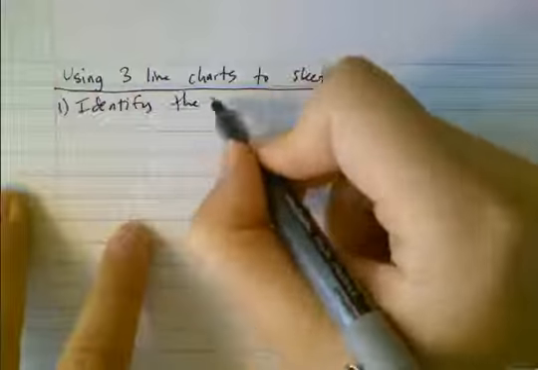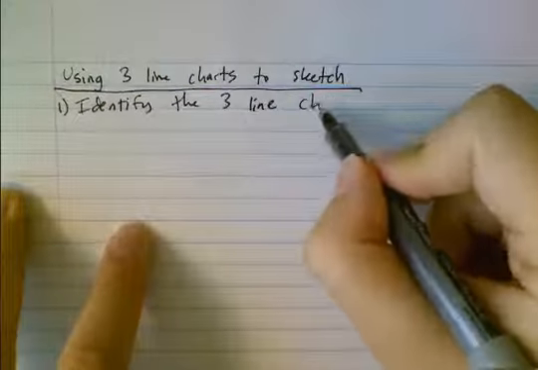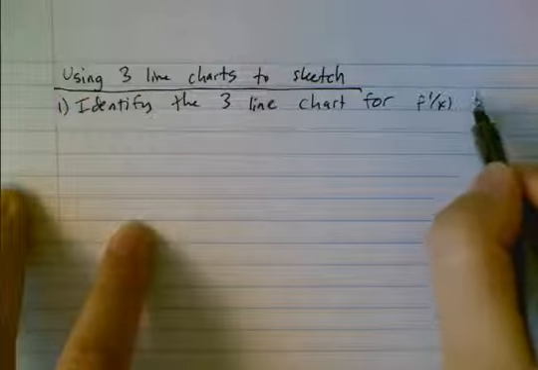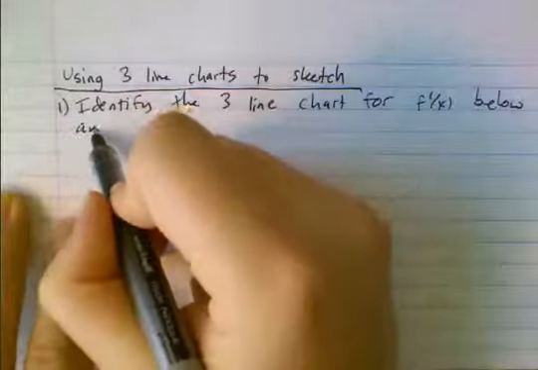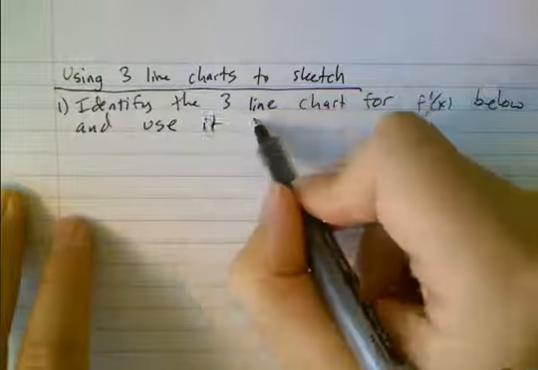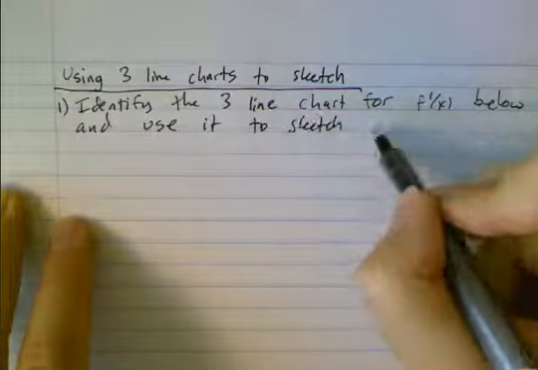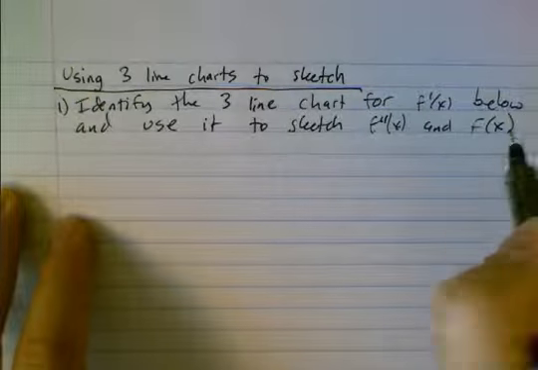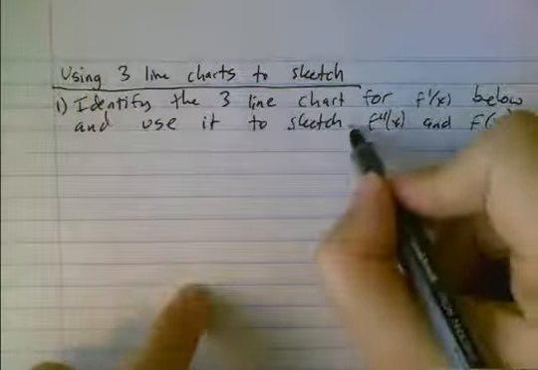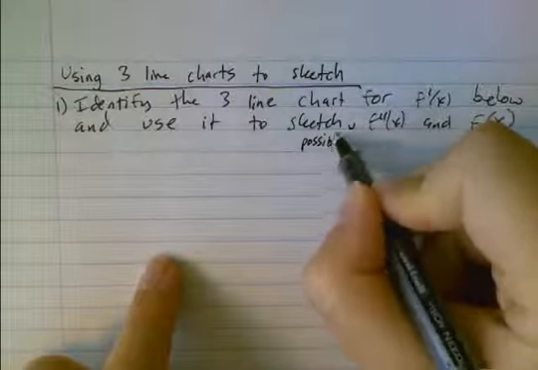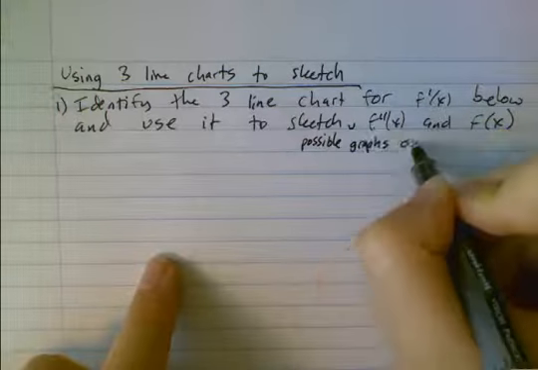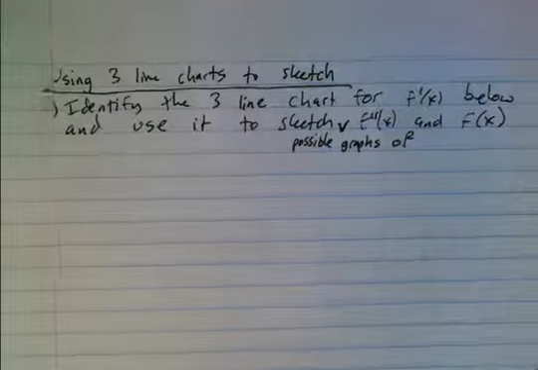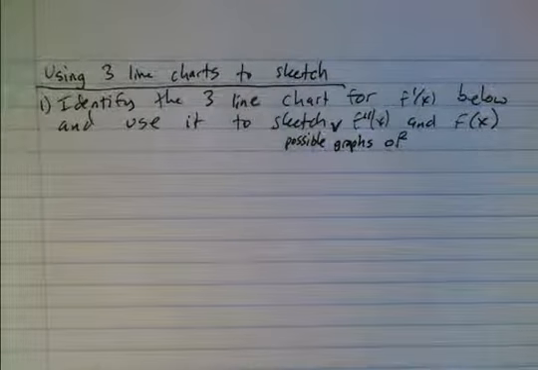Identify the 3-line chart for f prime of x below and use it to sketch f double prime and f of x. Actually, I should say use it to sketch possible graphs. Especially for f of x, there are going to be many graphs that we could sketch. We just have to do one that could be a possible graph.